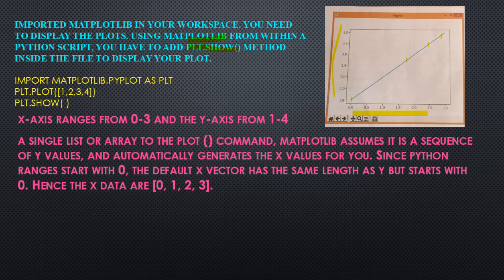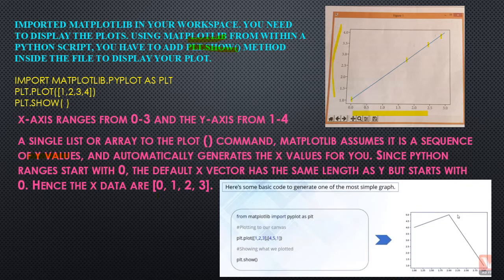Why? Because we gave a single list to the plot command. When matplotlib gets a single list or array, it assumes it is a sequence of y values and automatically generates the x values for you. Since Python ranges start with 0, the default x vector has the same length as y but starts with 0. So the x data are 0, 1, 2, 3. This is one example, and I will give another example also.